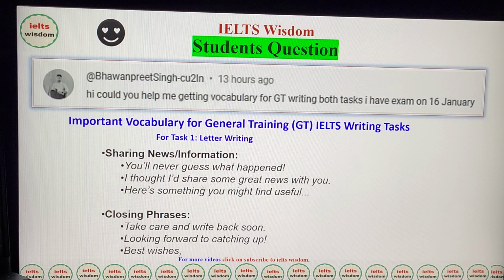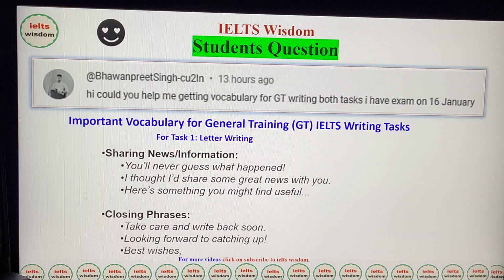Okay, and if you are sharing some news or information, how can you open your letter in that case? When you are sharing your news or information, you can always start with, you will never guess what happened. That is, maybe you saw some kind of a star, or you got good marks or a grade which you did not expect, or you will never guess what happened on my trip which I recently had from this date to this date.